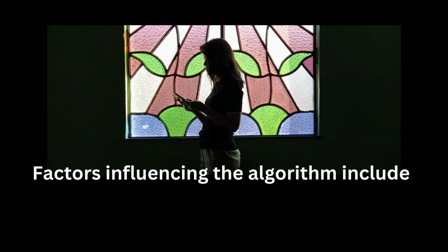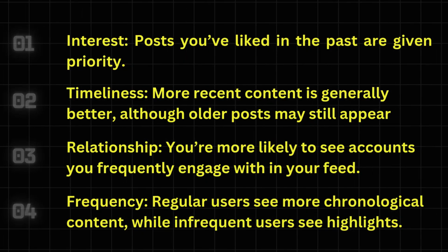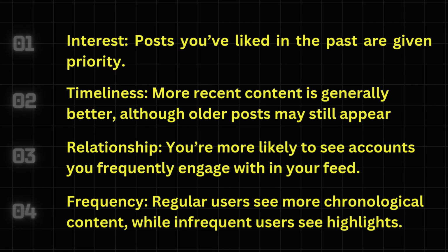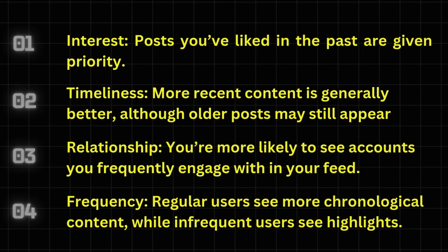Factors influencing the algorithm include interest. Posts you've liked in the past are given priority. Timeliness. More recent content is generally better, although older posts may still appear. Relationship. You're more likely to see accounts you frequently engage with in your feed. Frequency. Regular users see more chronological content, while infrequent users see highlights.